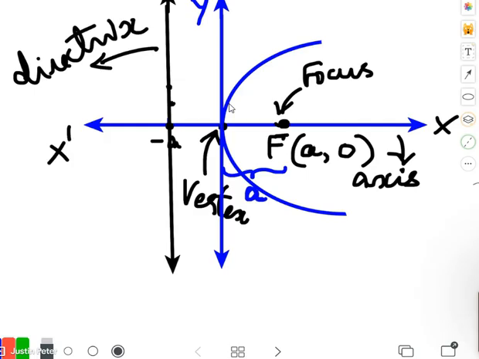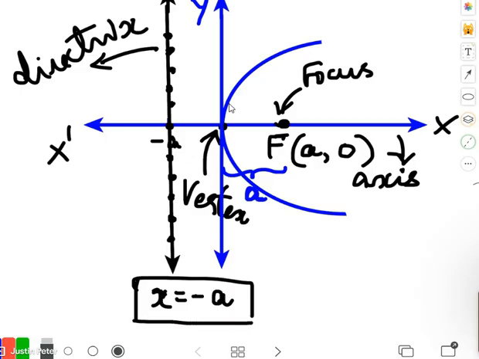So what will be the value of x at all of these points? The value of x at all these points is going to be the same, isn't it? The equation of the directrix is nothing but x is equal to minus a.